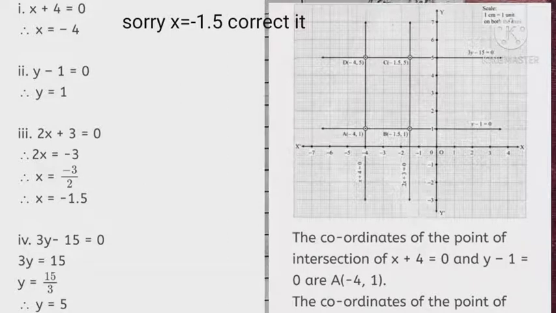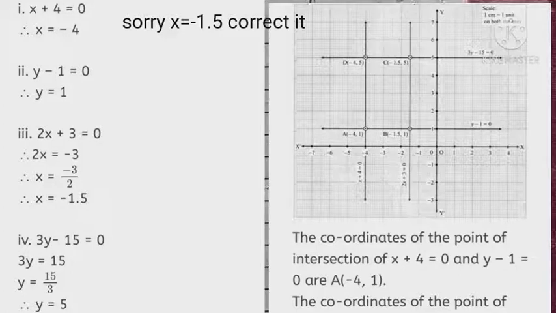These numbers are 1, 2, 3, 4, 5, 6, and so on. This is minus 1, minus 2, minus 3, minus 4, minus 5, minus 6. These are 1, 2, 3, 4, 5, 6. These are minus 1, minus 2, minus 3, minus 4, minus 5, minus 6, and so on.